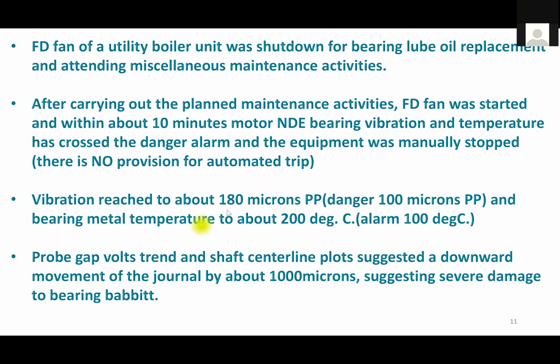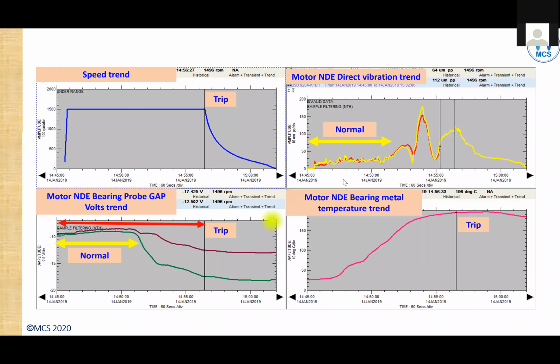The vibration reached about 180 microns, whereas the danger level is 100 microns. And then the bearing metal temperature touched around 200 degrees Celsius; the alarm is 100 degrees centigrade. So within 10 minutes, the machine saw a drastic change in the vibrations. The probe gap voltage trend plots and shaft center line plots suggested a downward movement of the journal by about 1000 microns, suggesting severe damage to the Babbitt. Here, this picture will tell you the whole story of the event.